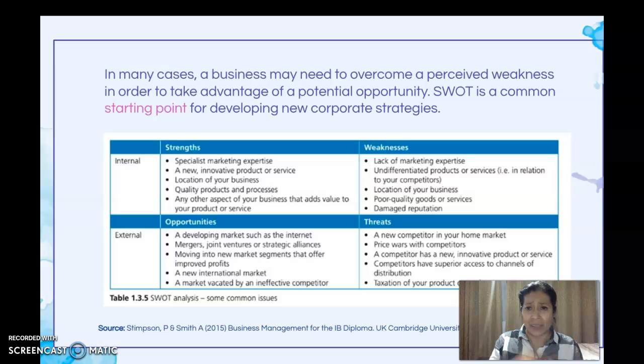Also, we have to keep in mind that one of the possible threats for any single organization could be the taxes, okay? The taxes that are applied to our product or services. Always keep that in mind.